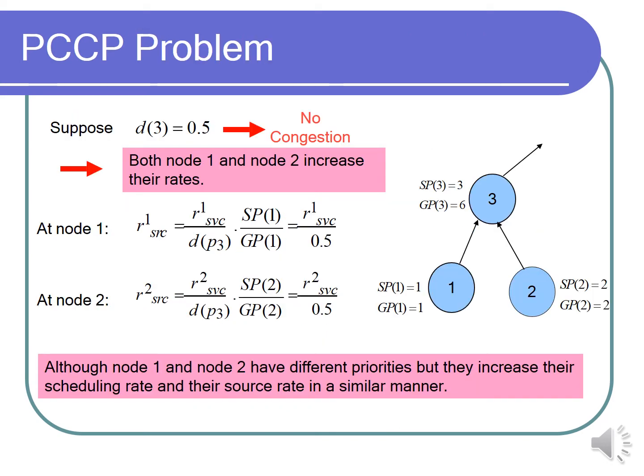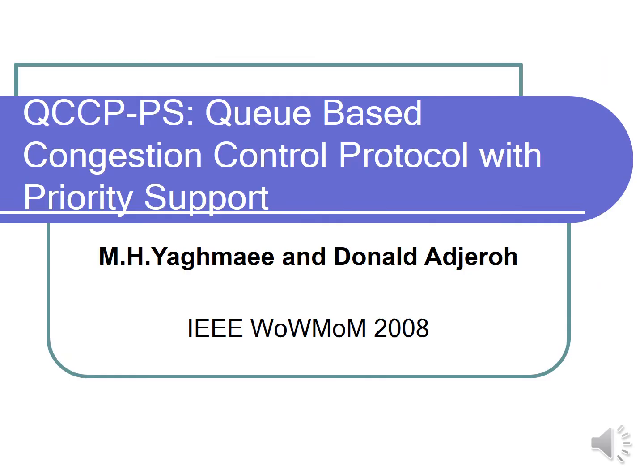So what problem arises when D of 3 is equal to 0.5? There is no congestion, so both node 1 and node 2 increase their rates. At node 1 we will have R1 Src, and at node 2 we will have R2 Src divided by 0.5. So although node 1 and node 2 have different priorities, they increase their scheduling rate and their source rate similarly.